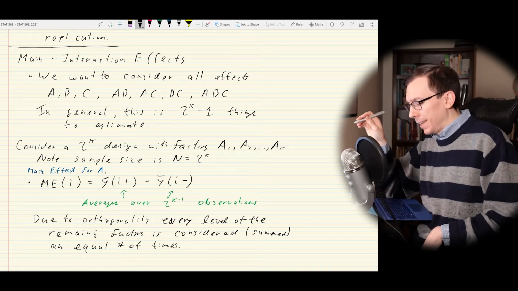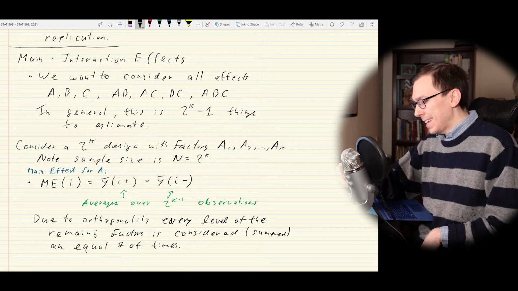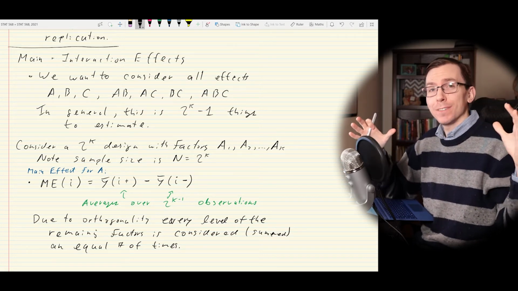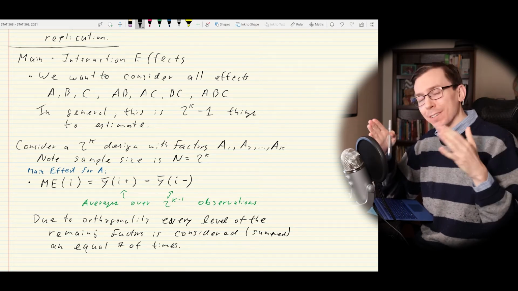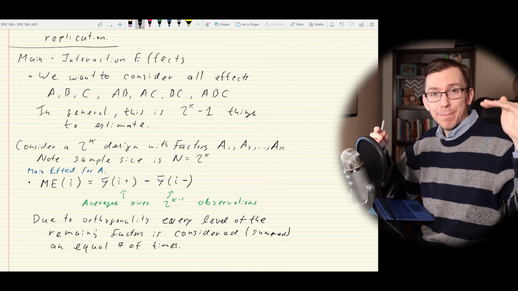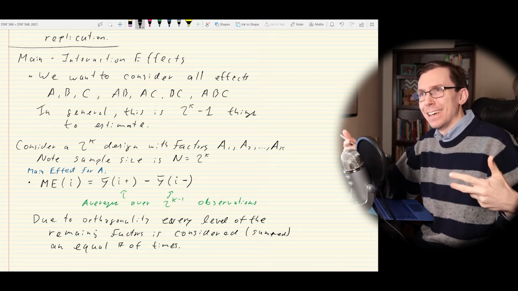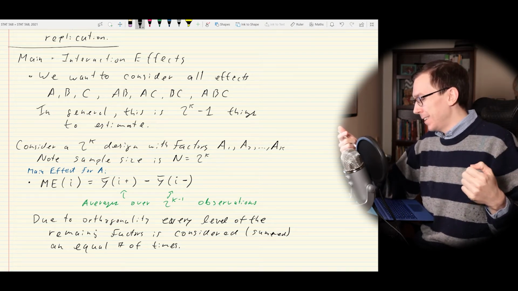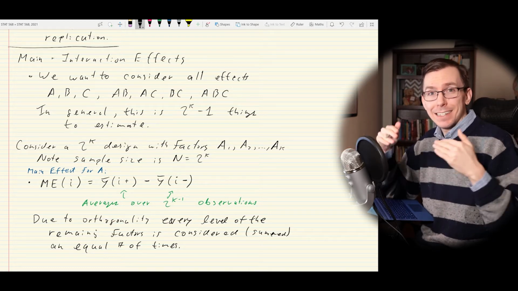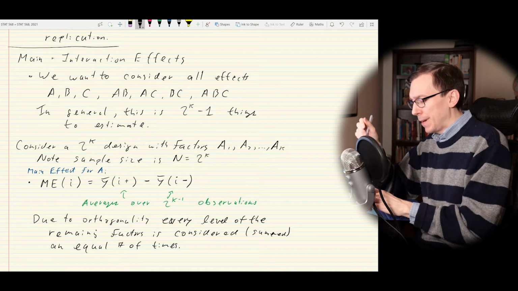What I mean by that is that if we fix AI to be at the plus level, and then we sum over all of those observations, for all of the other factors, we're going to be summing an equal number of pluses and minuses. So in a sense, if there are other factors that still have some significant effect, they're going to cancel out when we estimate this main effect.